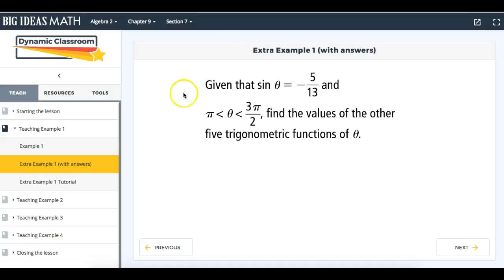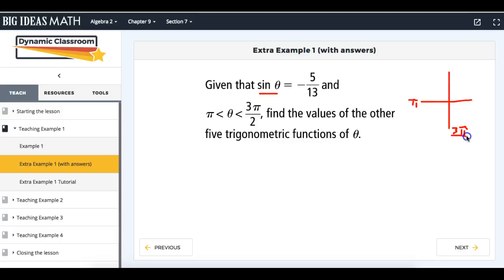Let's look at one more example just to make sure that everyone knows how to do this. So let's go through the steps again. Make sure if you had any questions on the last one, we're going to do the same steps over. So here we know that the sine is equal to negative 5 over 13. We know that theta is between pi and 3 pi over 2. So if we look here, here's pi and here's 3 pi over 2.